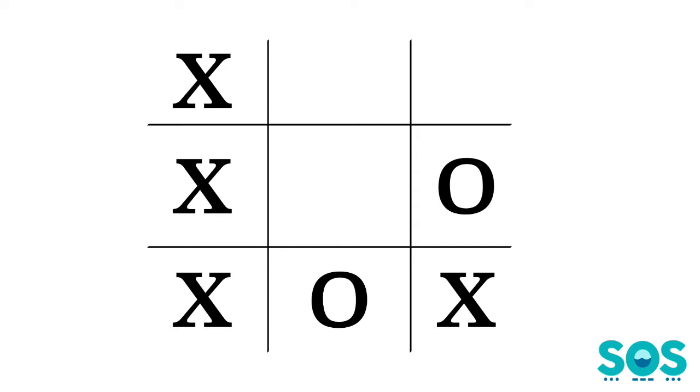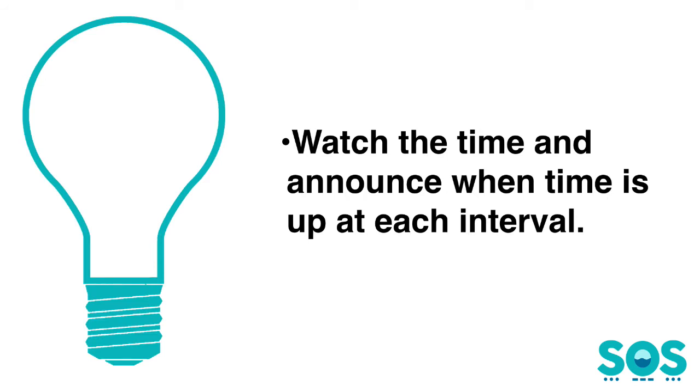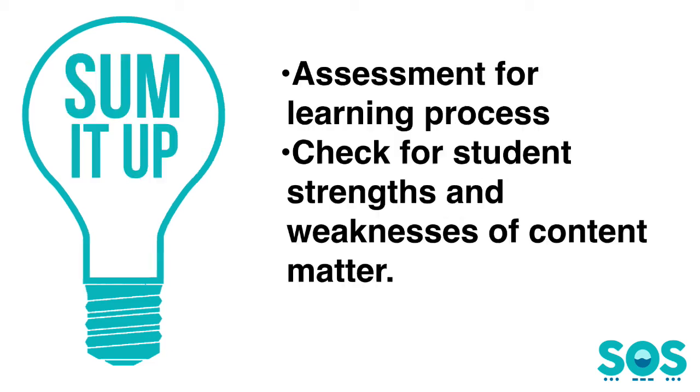If he were to repeat anything that student X shared, then student X would be able to place an X on the tic-tac-toe board, making him the winner with a straight line of X's. Throughout the activity, be sure to watch the time and be the announcer when time is up at each interval. This strategy can act as an assessment for learning process, where the teacher can check for student strengths and weaknesses in their understanding of the viewed content.